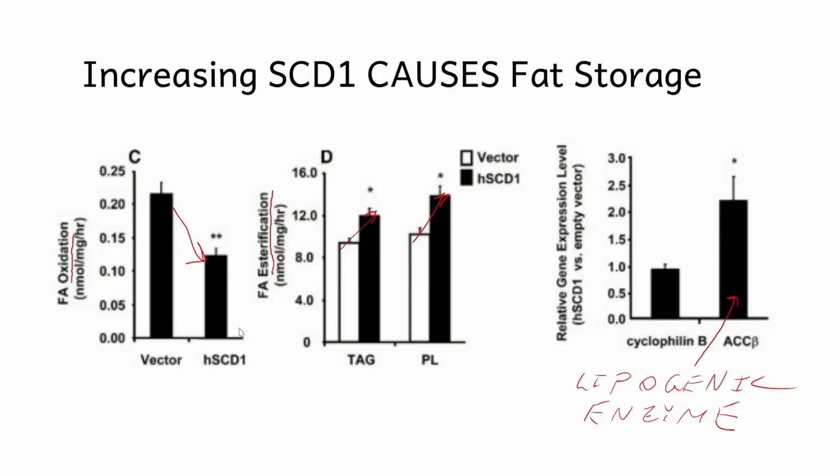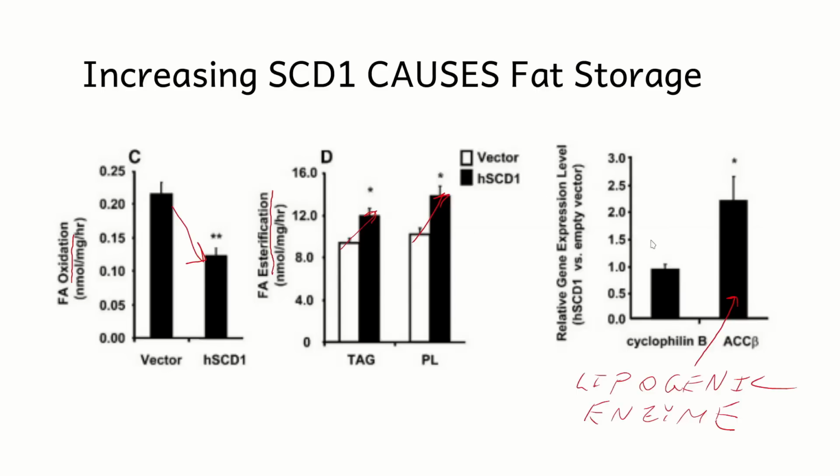And this is storing fat. Esterification, that means storing fat. And this is in your triglycerides. So if you make more oleic acid, you store more fat and you burn less fat. But this graph is really interesting.